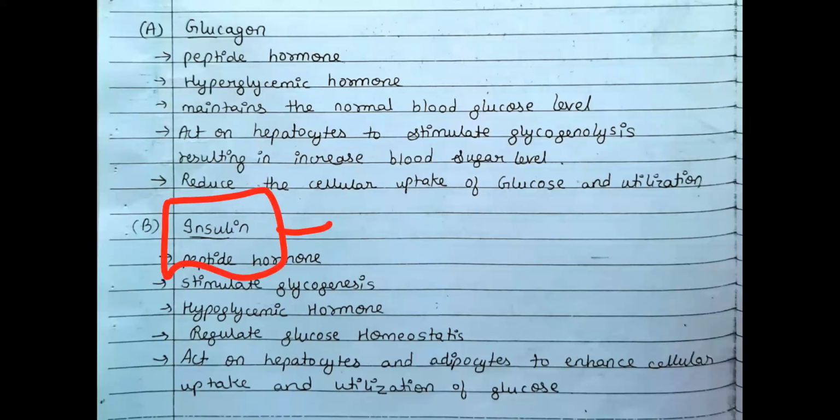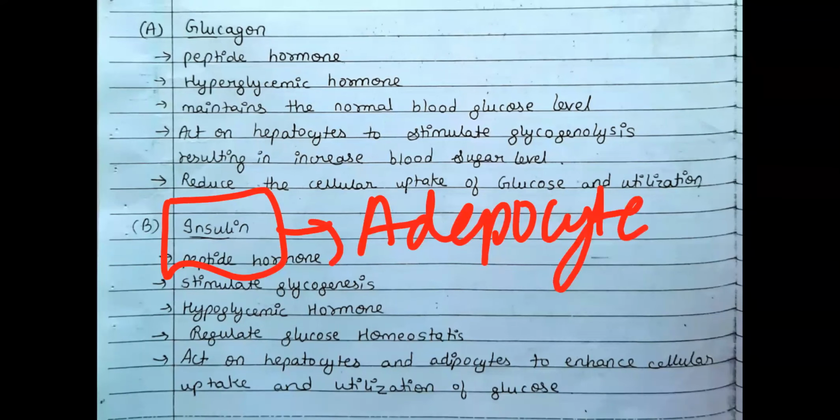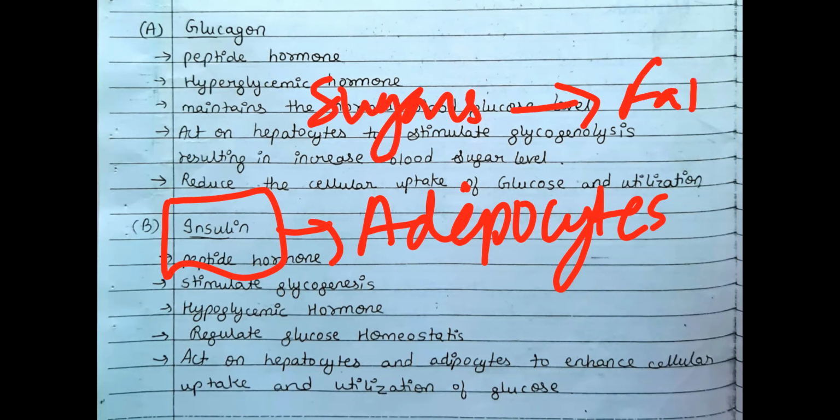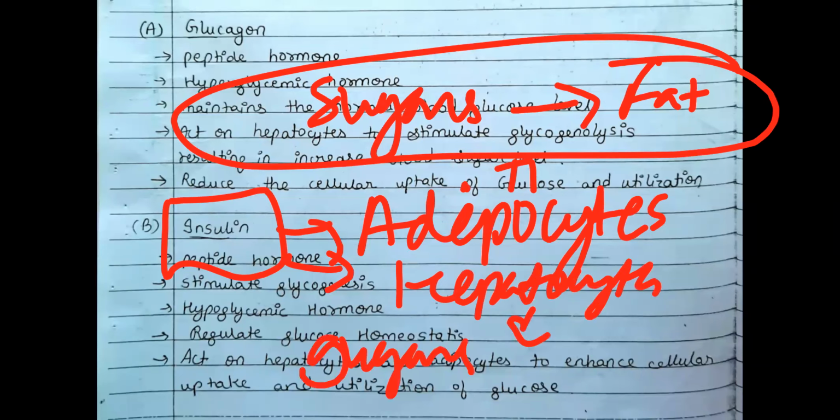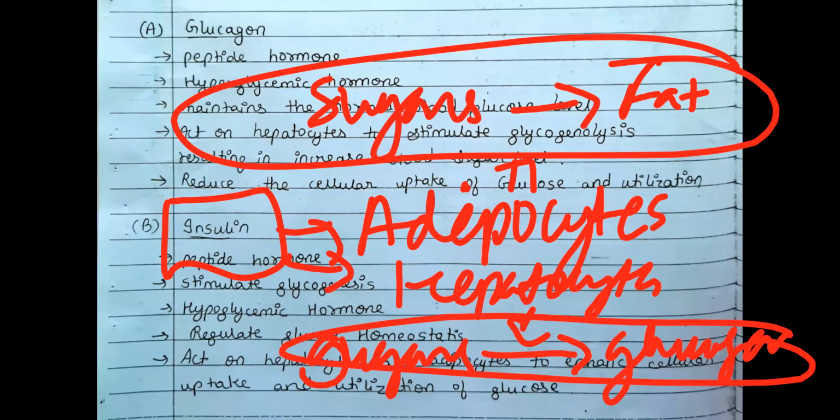Not only that, but insulin also stimulates the adipocytes. Have you heard about adipocytes? Where do we find the adipocytes? No idea. Well, adipocytes are in adipose tissue as well as in areolar tissue. They basically store the lipids. So insulin will stimulate the adipocytes to convert the sugars, excess of sugars, into fats. हिपेटोसाइट्स में वो स्टिम्युलेट करता है कन्वर्जन ऑफ शुगर्स इंटू ग्लाइकोजन, बट एडिपोसाइट्स में यही इंसुलिन इंड्यूस करता है कन्वर्जन ऑफ शुगर इंटू फैट्स.